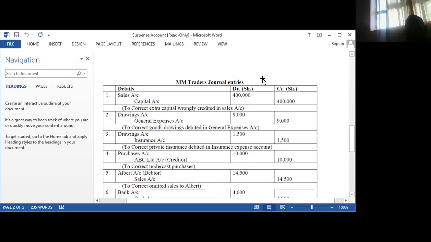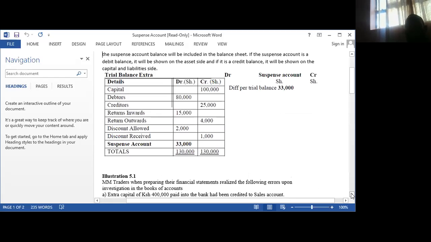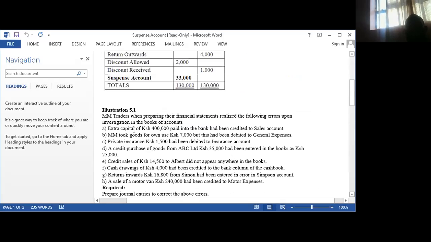Let us see the third error that happened. The third error that took place here is private insurance of 1500 had been debited to insurance account. Again, remember here, the word private is meant for personal use. Personal use is drawings. So instead of recording on the drawings, it was recorded in the business insurance account. Remember, this is an expense, and whenever expenses are paid, they are debited. Because this one was debited by mistake, we minus by crediting insurance and then debiting drawings.